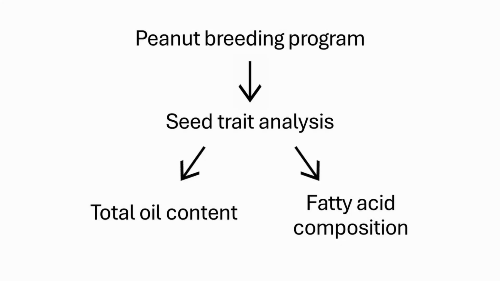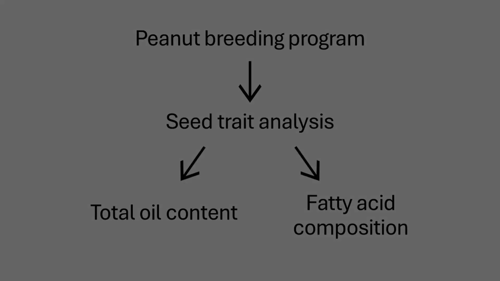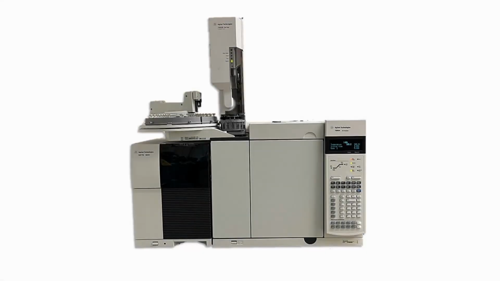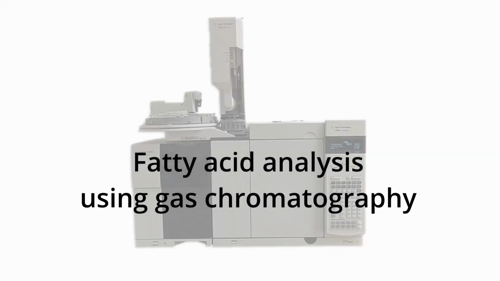Seed trait analysis is an important part of many plant breeding programs. For oilseed crops like peanuts, oil content and fatty acid composition are often identified as traits of interest. In this video, I will explain how to do fatty acid analysis on peanut seeds using gas chromatography.